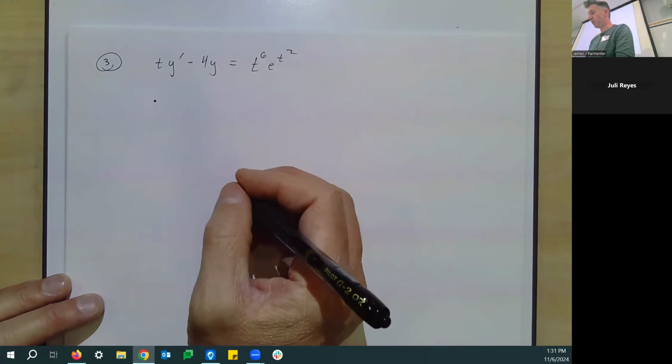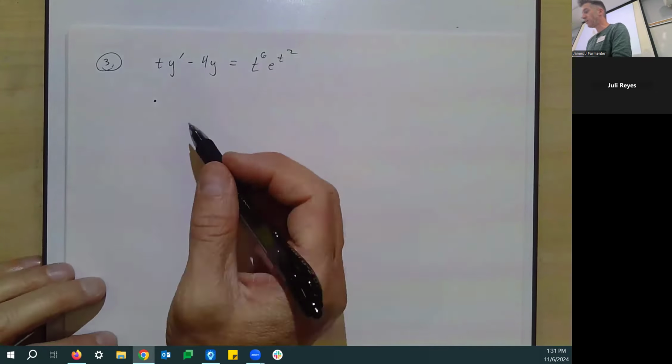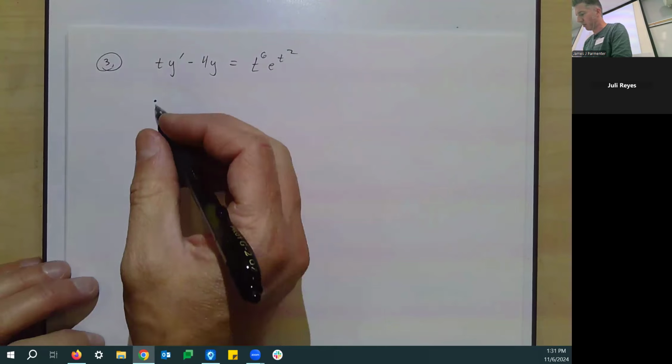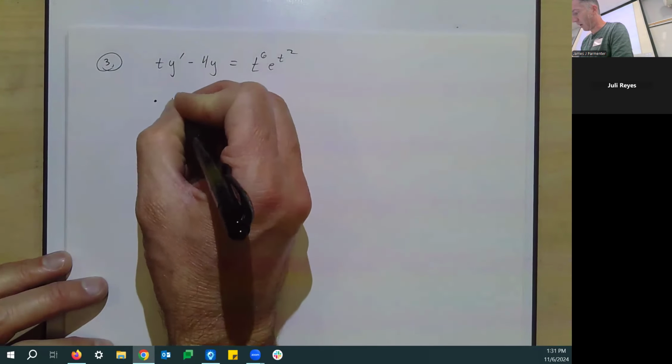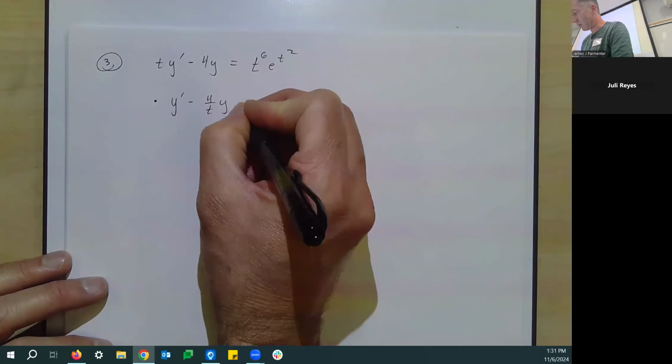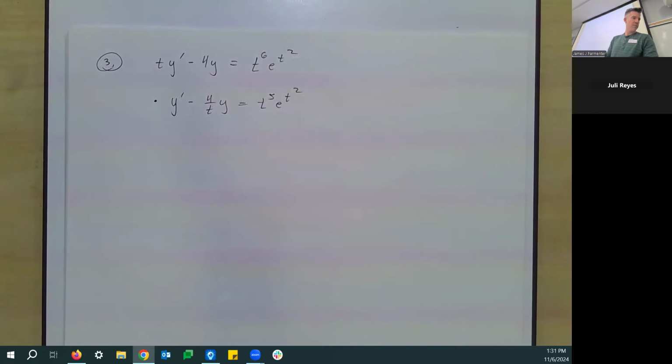First, what should I do? Yeah, standard form always. And you could even argue maybe you could look and see if it's separable. No, I think standard form, even if you're thinking it might be separable. So standard form is going to be y prime minus 4 over t times y equal to t to the 5th e to the t squared.